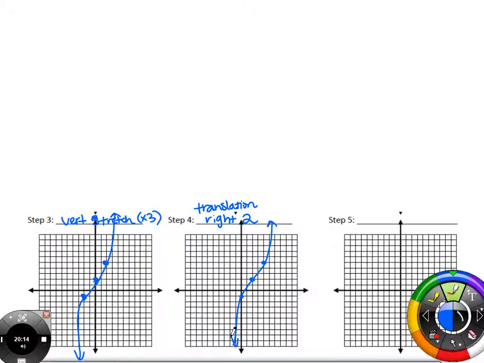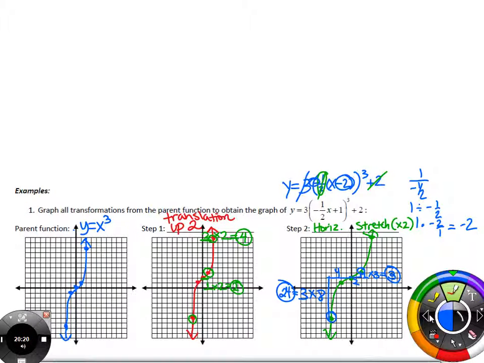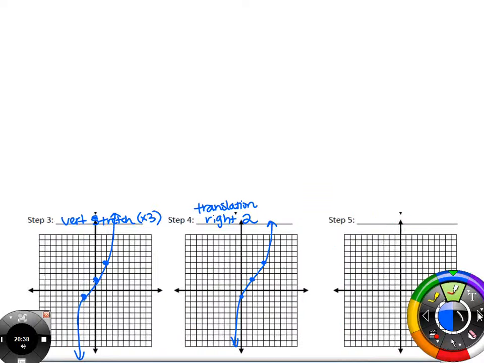All right, so what's the only transformation that we haven't addressed? Yeah, this negative right here. Multiplying by negative is what kind of transformation for us? A reflection, and because it's on the inside, it's horizontal. What does it mean to be a horizontal reflection? So horizontal means things that are on the left, I want them to go to the right, and things that are on the right, I want them to go to the left.